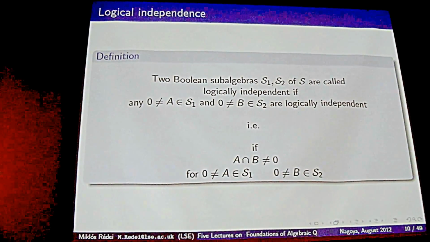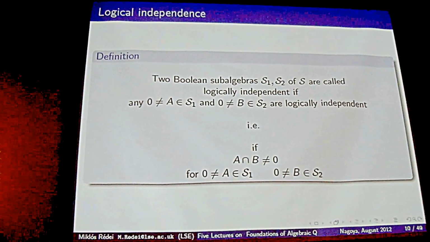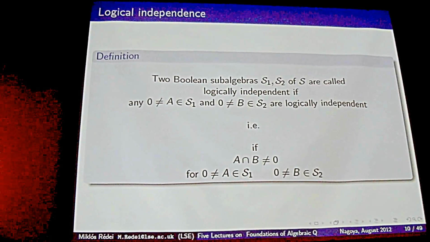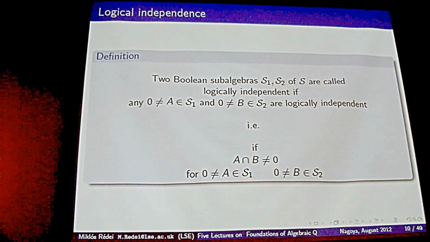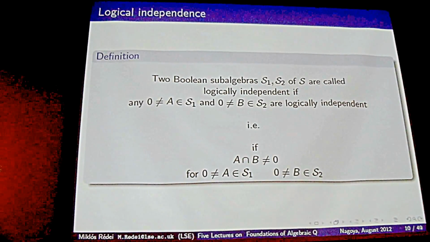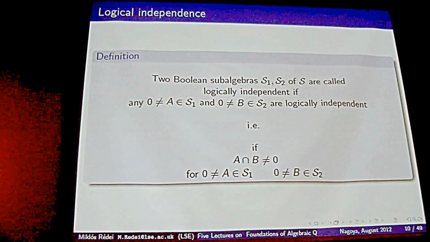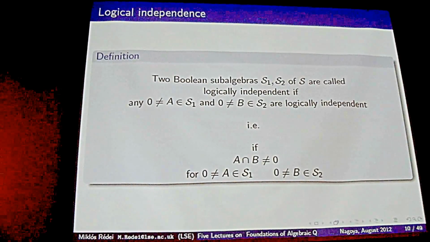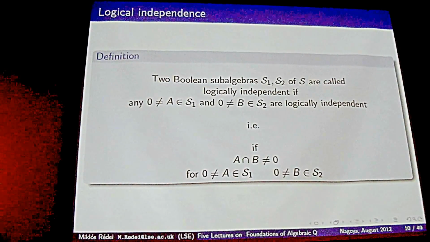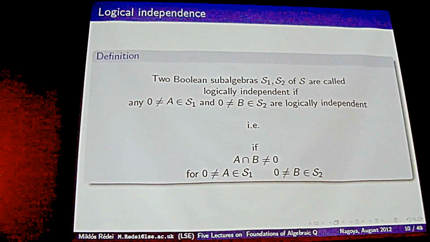And two sub-Boolean algebras of the Boolean algebra are called logically independent if any two elements in them, which are non-trivial, which are not contradictions, are logically independent. Another way of expressing this feature is to say that two sub-Boolean algebras are logically independent if no matter how you take one proposition from one and another from the other, the two can be jointly true in some interpretation. That's the content of logical independence of two sub-Boolean algebras.